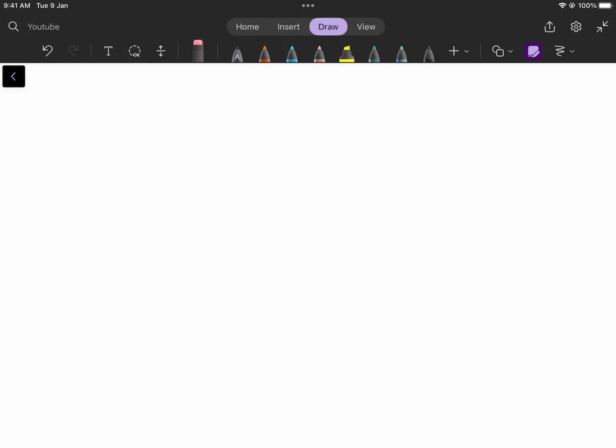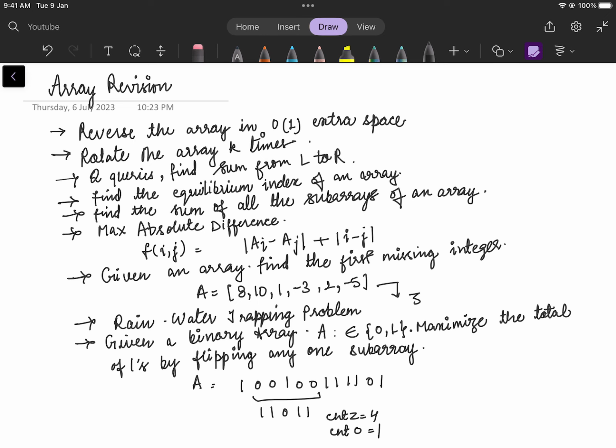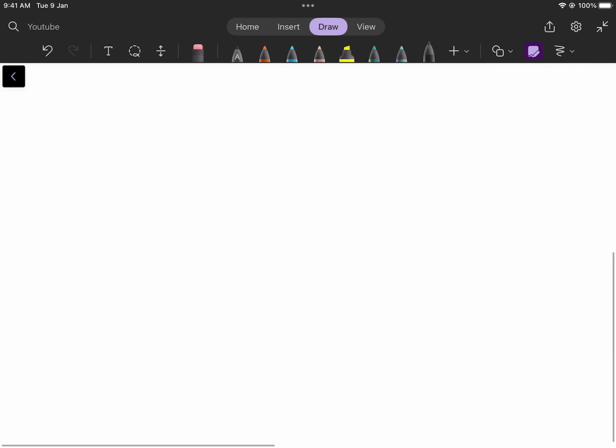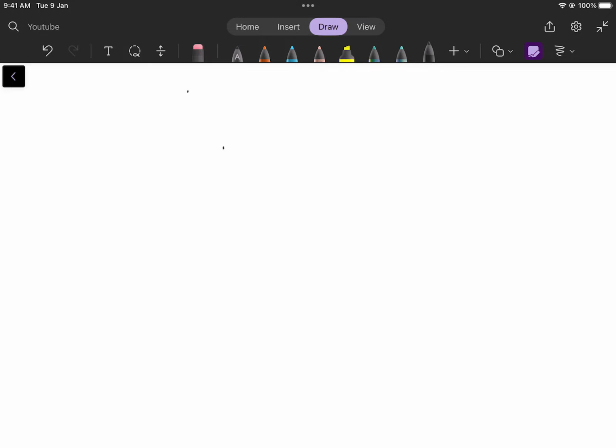So now let's move to the second question, that is rotate the array k times. Let's do this question. Rotating the array means if the array is 2, 4, 5, 6, 1, 8, 9 and k is 2, then these last two elements will come in front, and all the others will be shifted.